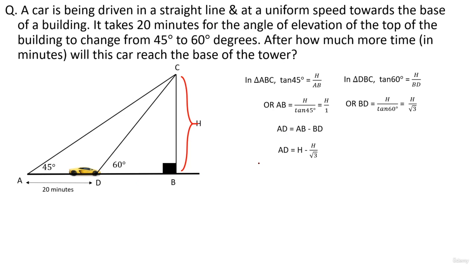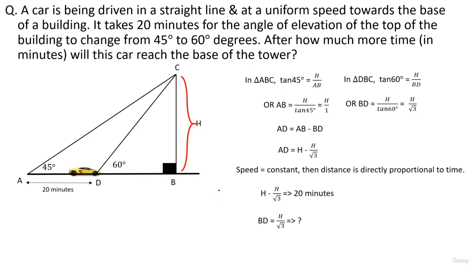Now it is given that the car is moving with a constant speed, right? A car is being driven in a straight line at uniform speed, right? So if speed is uniform, guys, the distance traveled is directly proportional to the time. So what I will say, AD, the distance is H minus H by root 3, is still the time taken is 20 minutes, right? So what will be the time taken when the car moves from D to B, that is H by root 3?